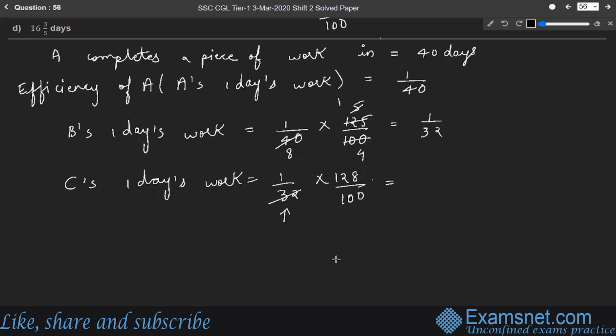Okay. So now this will be cancelled by the table of 2. 16 into 2 gives 32 and here it will be 64. 64 into 2 gives 128. 16 into 1 is 16. 16 into 4 is 64. Now we have 4 by 100. Okay. Further it will be cancelled: 2 by 50 and 1 by 25. So efficiency of C, or C's 1 day's work, is 1 by 25.